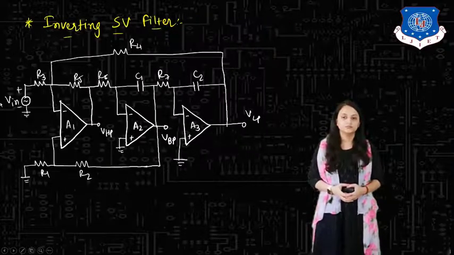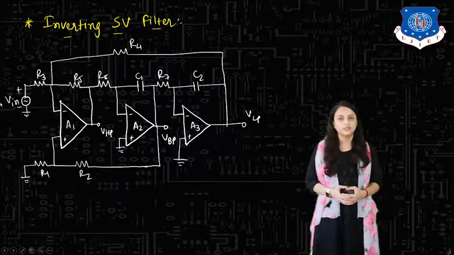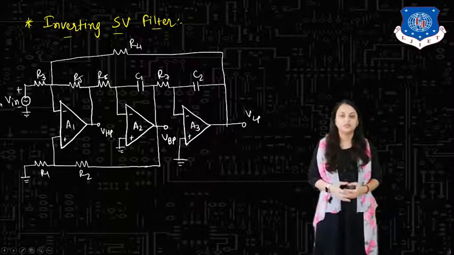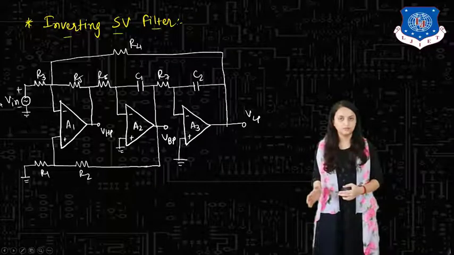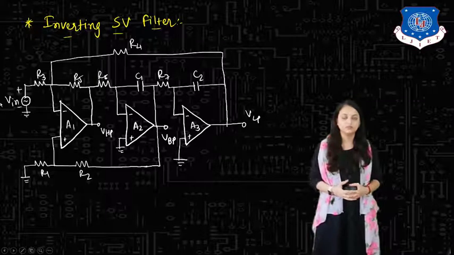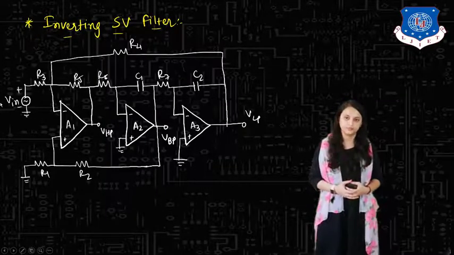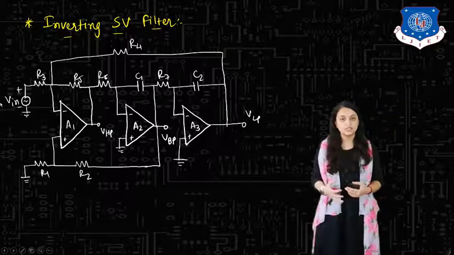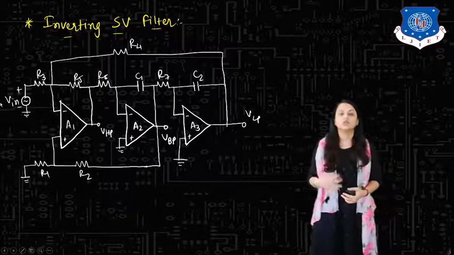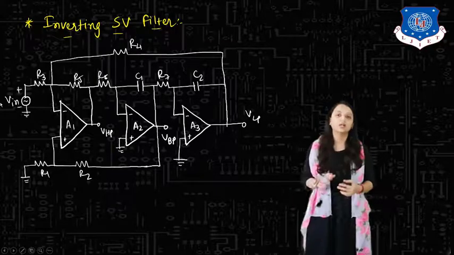Now, there are two types of state variable filters, that is SV filter: inverting state variable filter and non-inverting state variable filter. Let us see the first one, inverting state variable filter. As the name suggests, it is inverting type. So it is obvious that the supply is given to the inverting terminal of the op-amp.